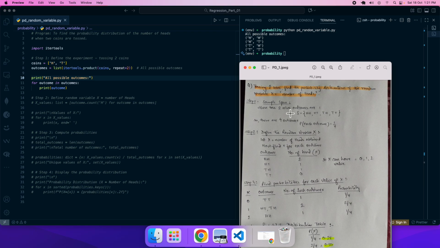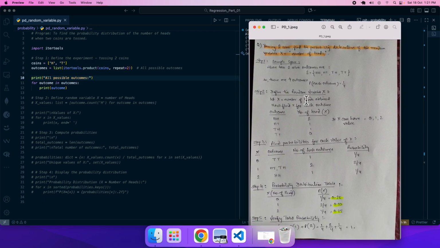Alright. Okay, that accomplished step 1. Now we move to step 2. So in step 2 what are we going to do? Well, we have to define our random variable x. And how do I do that? Well, what we have to find is the number of heads that each outcome provides. Or you can say that for each favorable outcome you are going to assign one value. That's also the way you can think.